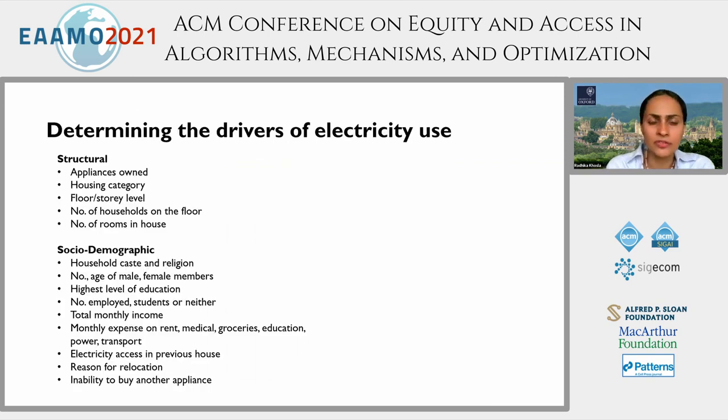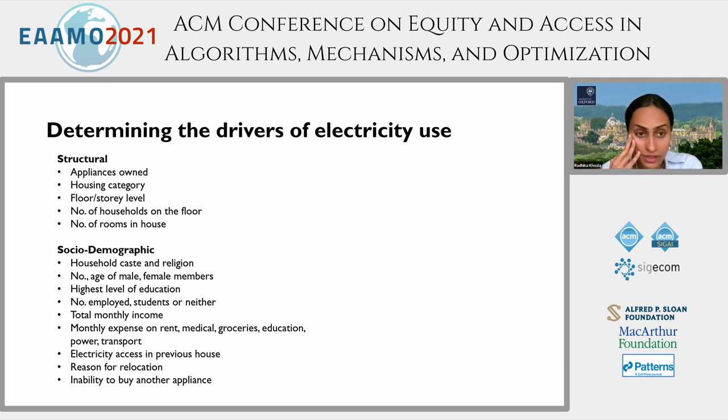I'll make one last point before I end, and this is on thinking through and determining what the drivers of electricity use are. Now, in our modeling work, and this is how global climate models, global energy models, this is how most modeling is done on electricity use projections, we basically use a number of structural variables, right? So what appliances are owned, what is the housing category, what is the number of households on the floor. That is the way in which you make projections about how much energy is going to be used.